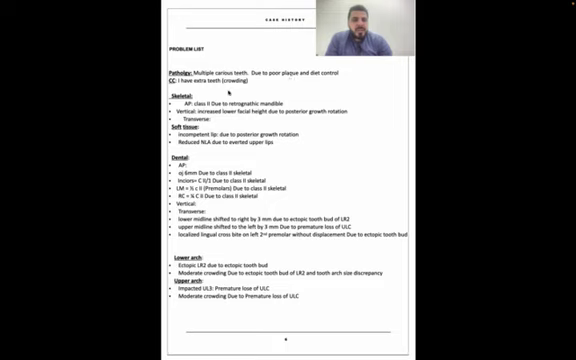And what is the etiology for these multiple carious teeth? It's due to poor oral hygiene and diet control. The patient has poor oral hygiene and poor diet control. Then, what is the chief complaint of the patient? He said, I have an extra tooth, crowding.